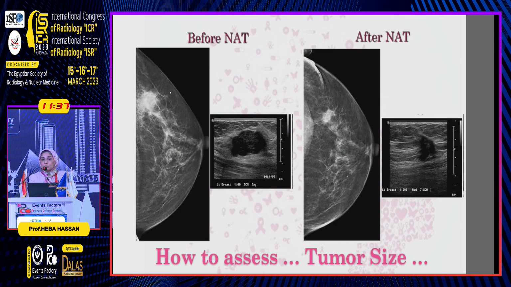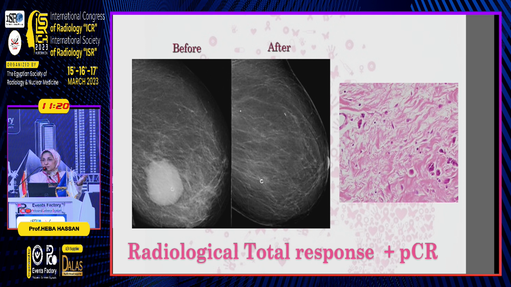As you can see here, yes, we can identify what we call partial pathological or radiological, in this case, response by the decrease of the longest diameter of the lesion by more than 30% on the mammogram and the ultrasound. And if you have no tumor left, this is going to be called a radiological complete response.